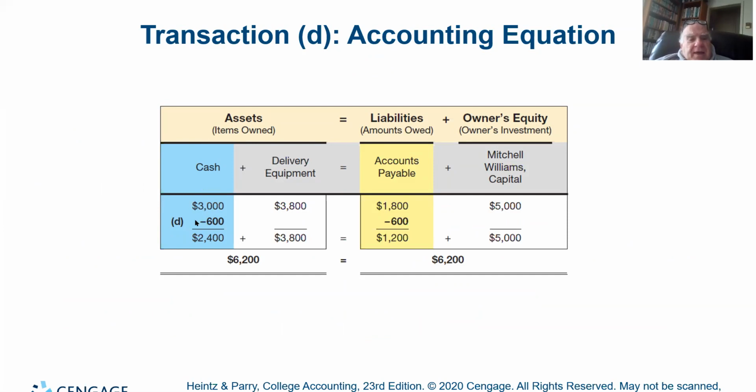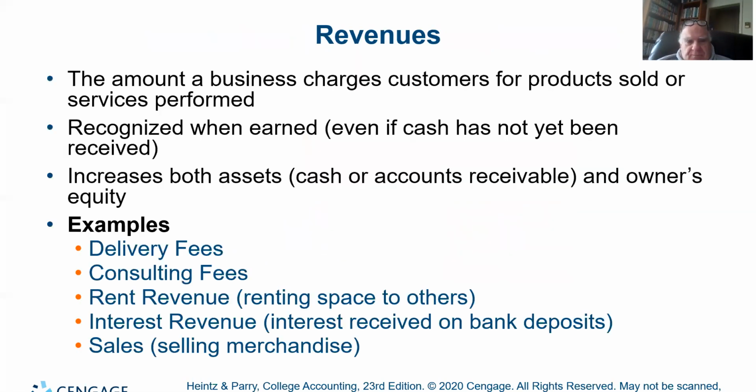Cash paid $600. So he has $2,400 left in the bank. He still has the delivery equipment. So now his assets have gone from $6,800 to $6,200. The accounts payable went down $600. So he only owes $1,200 now, and the equity has not changed. The equity has not changed. The equity will not change until we do something with the income statement. Little hint. And here we go.